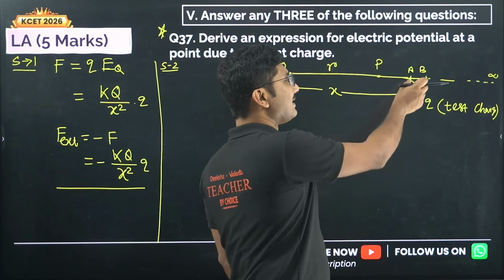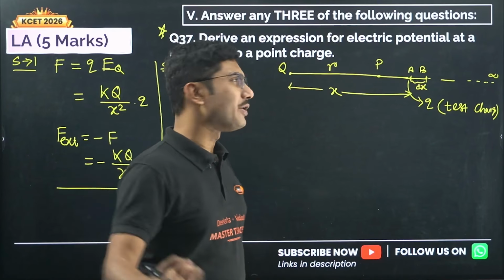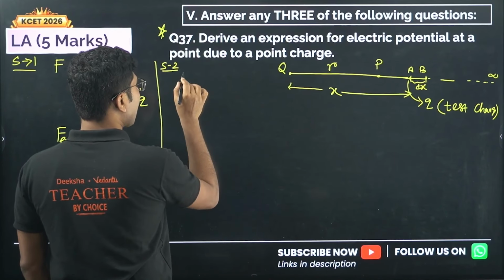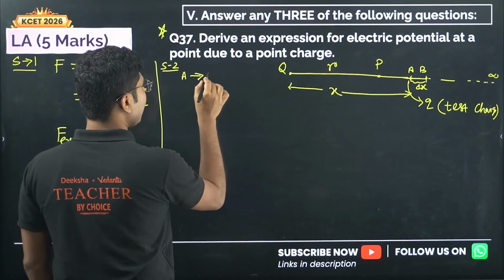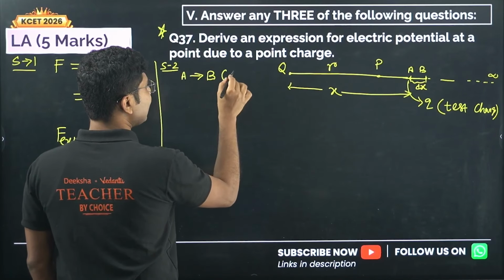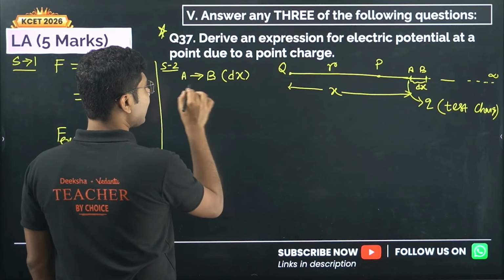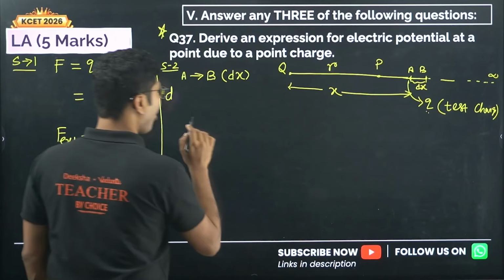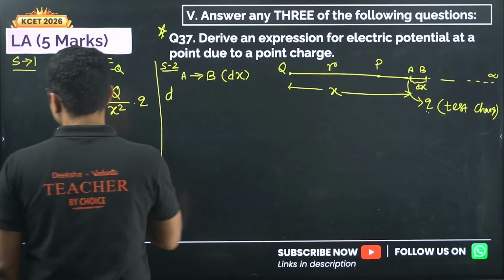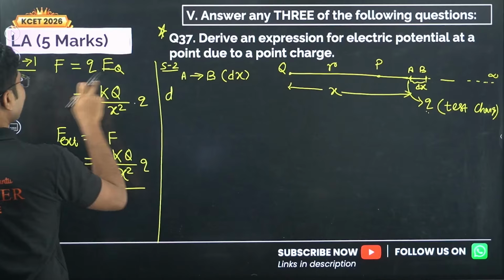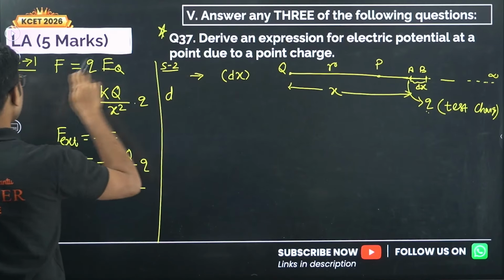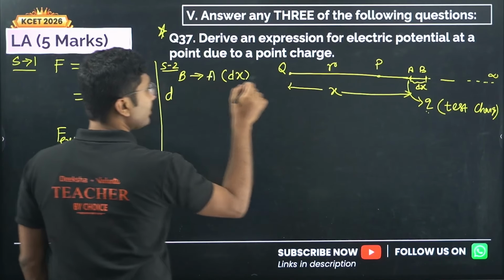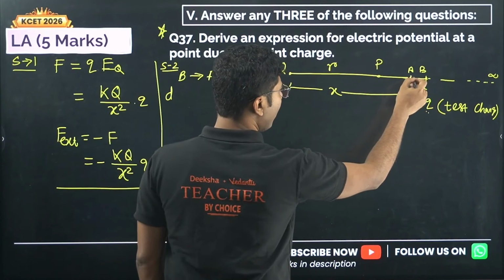That distance is given by dx. dx is a small distance. So what is the work done to move the charge from A to B? Okay, so the distance is dx. So what is the work done to move the test charge q from A to B or B to A? Let me say, because we are traveling from infinity towards the point, so let's say it is B to A. What is the work done to bring the test charge from B to A?